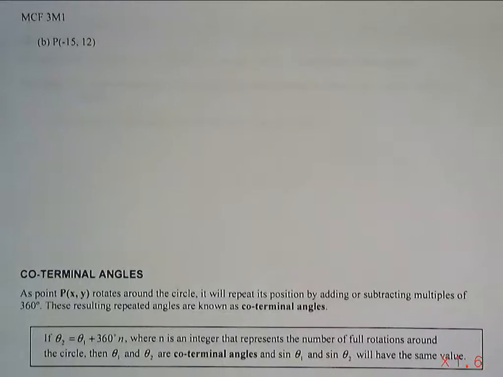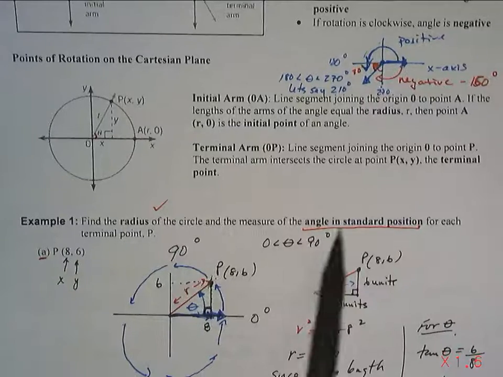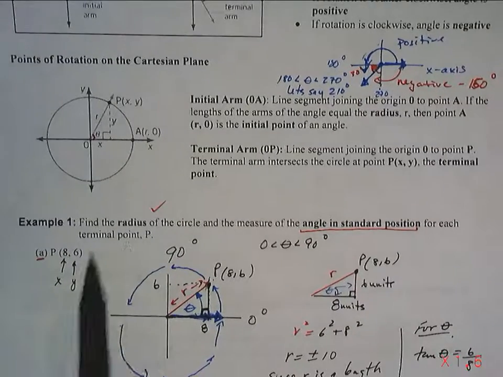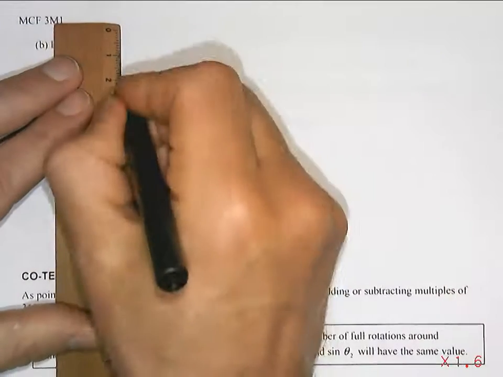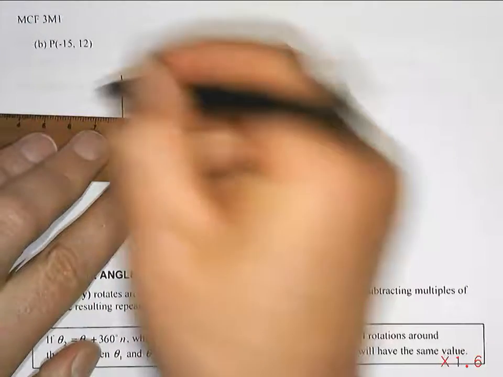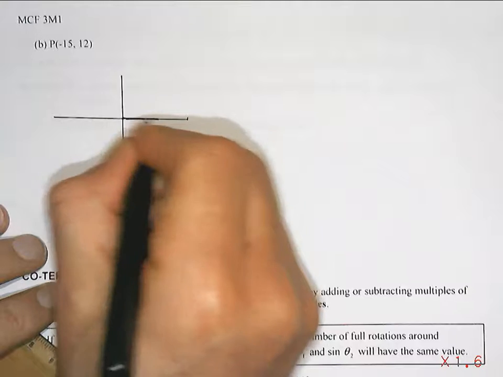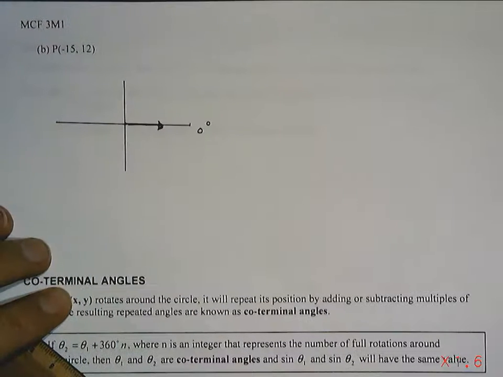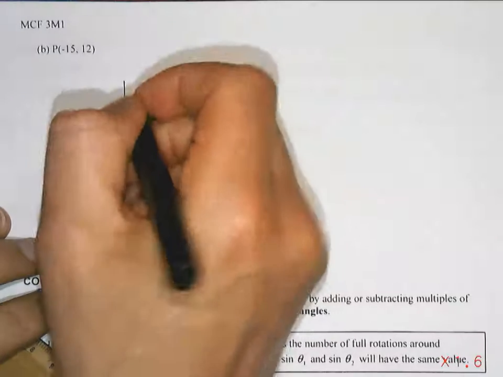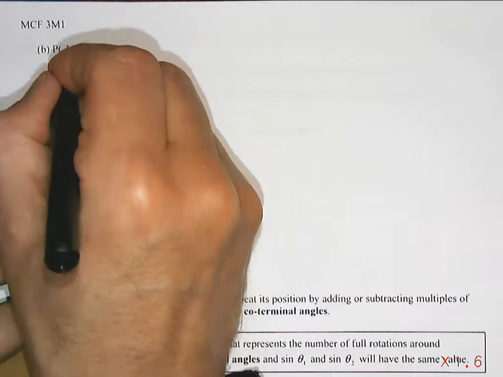Okay, example 2. So what we do is, again, remember what the question was. The question was, find the radius of the circle and the measure of the angle in standard position for each terminal point, P. So this is a terminal point. So let's get an idea of what's going on here. It's a terminal point of an angle in standard position, which means that we started off with an initial arm coming off that way along the positive x-axis, and it is going to end up at negative 15, 12. So it's ending up somewhere out here.